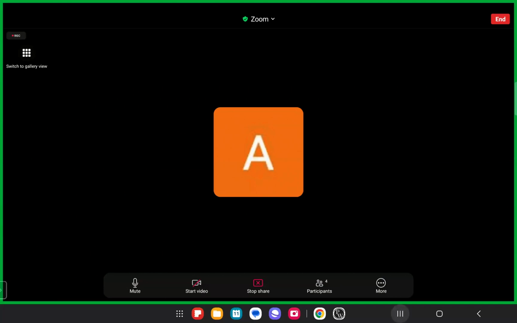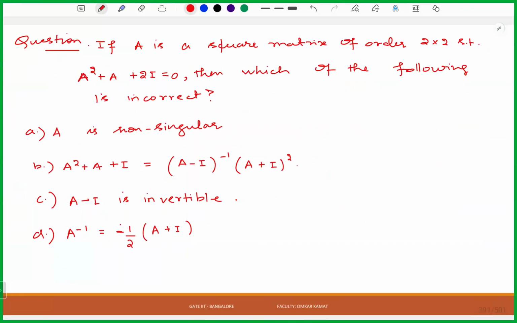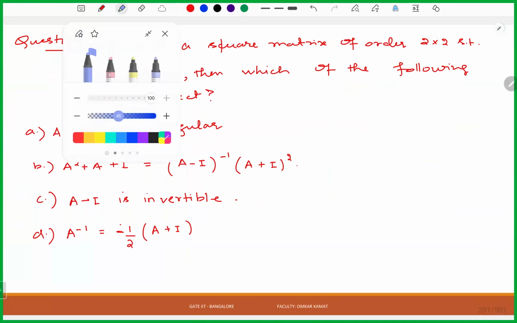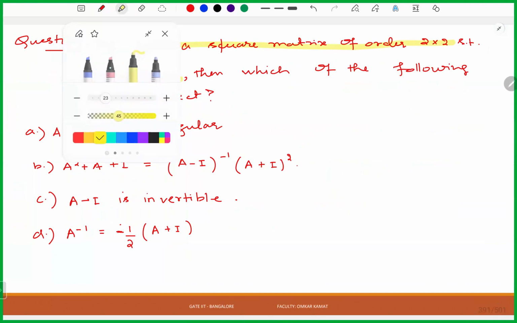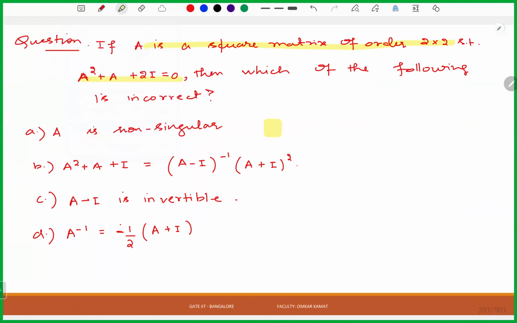Yeah, got the answer. Anyone? If A is a square matrix, see they are telling, I'll give you a hint. They're telling A is a square matrix of order 2 cross 2. They have not told that it is zero matrix or null matrix, anything. They are telling it is satisfying this equation. Then which of the following is correct? Incorrect, sorry. You have to tell which is incorrect. It might be a multiple select question. Multiple answers might be correct for this.